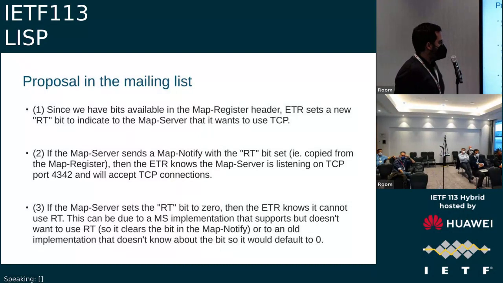We set a new bit to 1, and we're going to see the bits in the next couple of slides. If the map server supports reliable transport, it's going to reply with the equivalent bit in the map notify set to 1 as well. If it supports reliable transport but doesn't want to enable it, or if the map server is an old one that doesn't support reliable transport, then the map notify is going to come back with the bit set to 0. That way the ETR knows if it can or cannot establish a reliable transport session with the map server. So next.